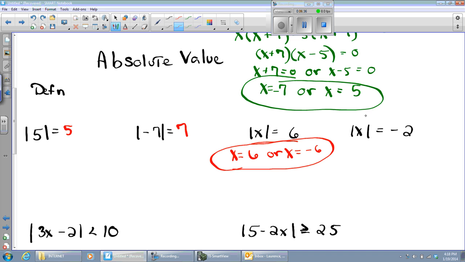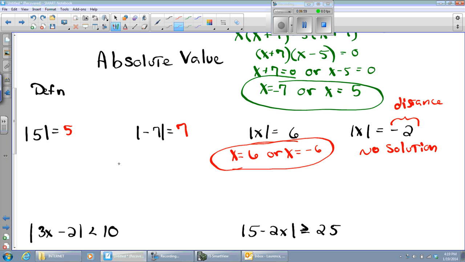Now this one, some of you will get fooled by. I need to know what numbers are negative 2 units, a distance of negative 2. Remember, this is the distance number, right? This is the distance. Negative 2 units from 0. Well, there are no such numbers. This has no solution. No solution.